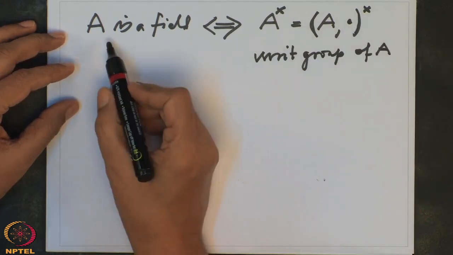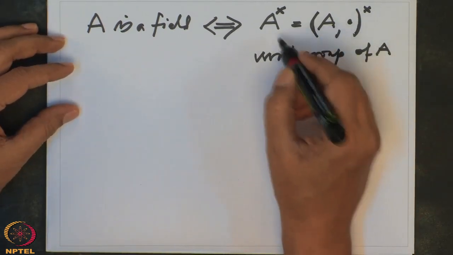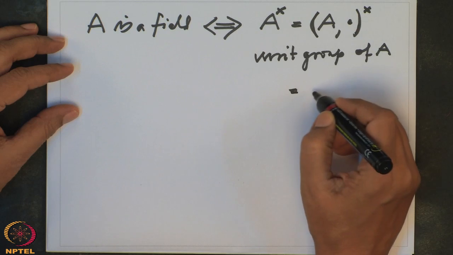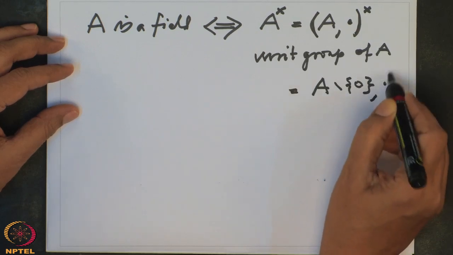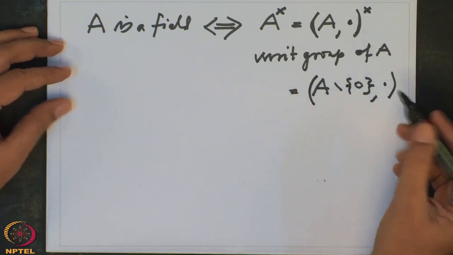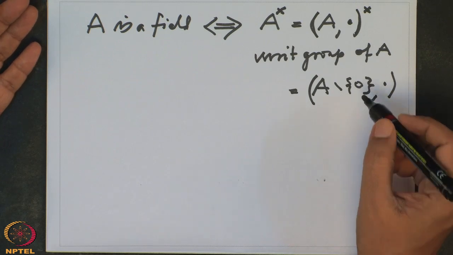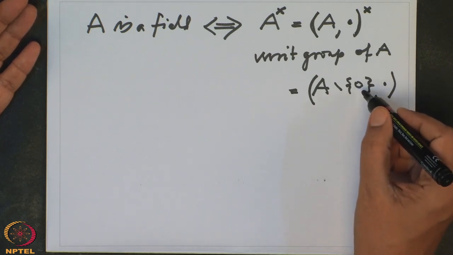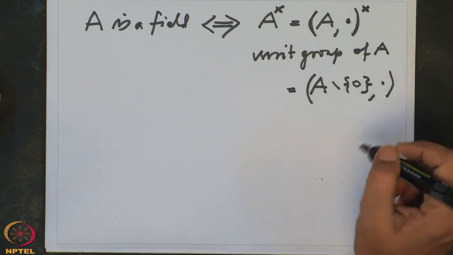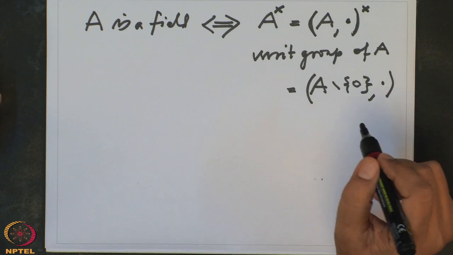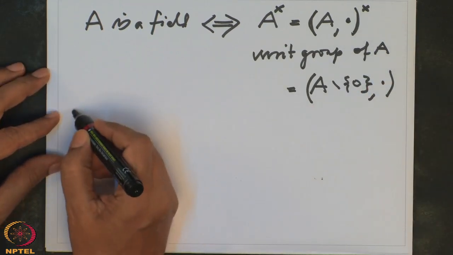So, when it is a field, this unit group is the maximum possible. That means this one has to be equal to all non-zero elements. Then only it is a field, because this means that every non-zero element is invertible. And remember that you cannot hope to have an inverse of 0. 0 is the additive identity, so you cannot hope to have an inverse. So, these are the maximum possible. Let us see some examples.